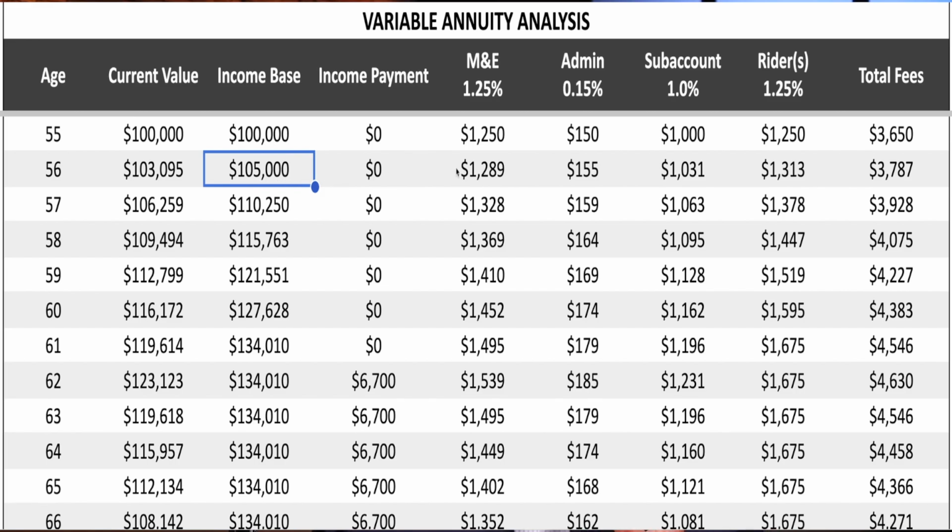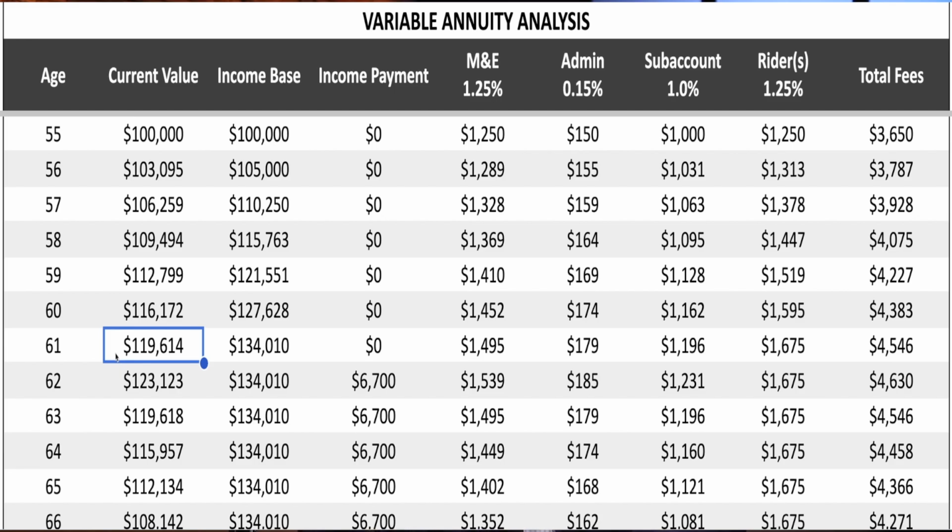And we can go back through all of the fee components and see how they'll all be increased since that current value increased. And now that total fee for the second year is $3,787. Now, since this person isn't taking income until he turns 62, we can fast forward and see how this would have progressed with those straight line returns of 7%. That would put him with a current value of $119,614 and an income base of $134,010.